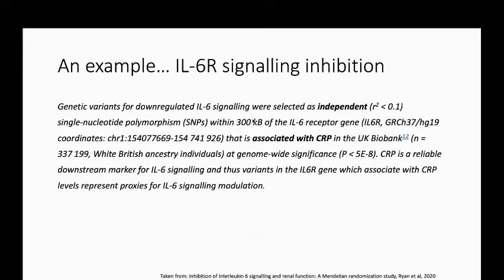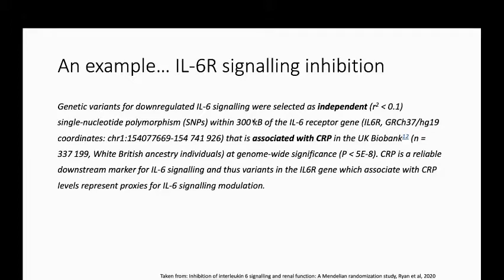I appreciate this is a lot of information, so I thought I'd put this together in an example. This is from a paper I recently did with Depender, looking at the effect of interleukin-6 signaling inhibition and renal function. I just took this out of the methodology section, and it really brings to light, I think, some of the concepts we mentioned in the last slide. So I'll just read it out.